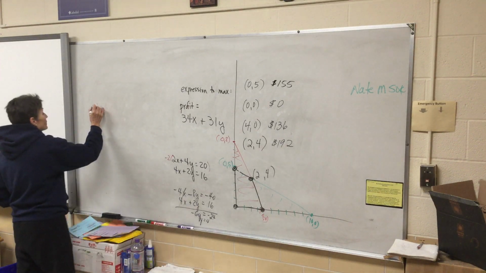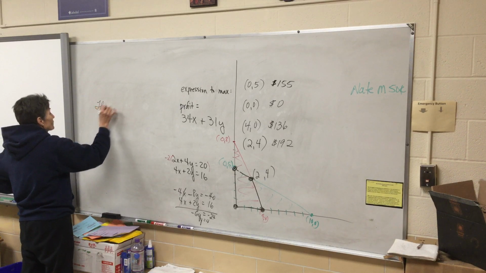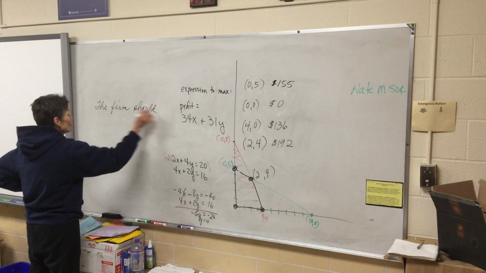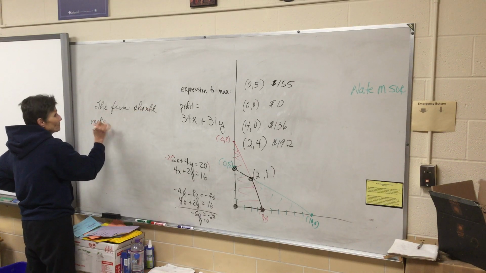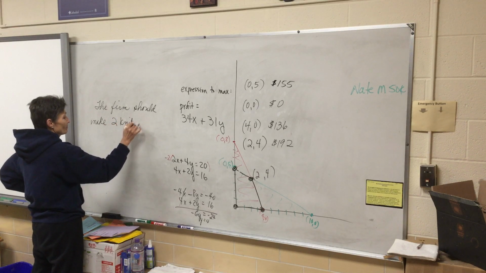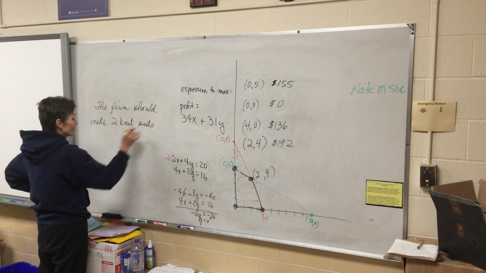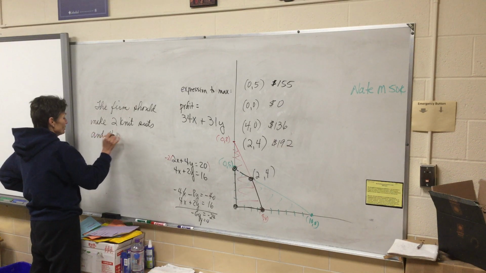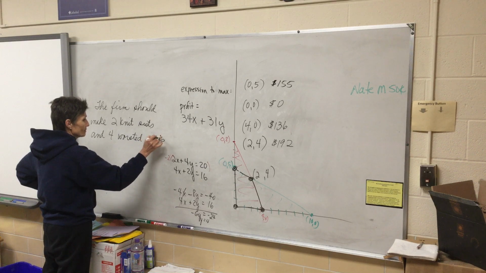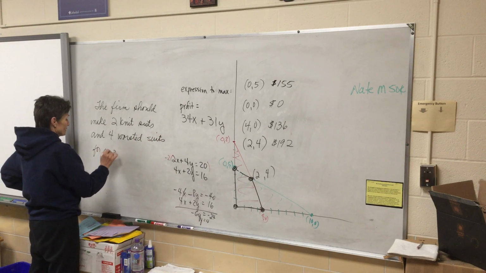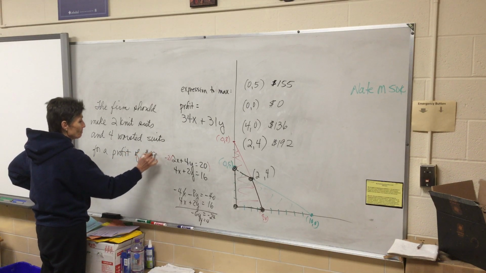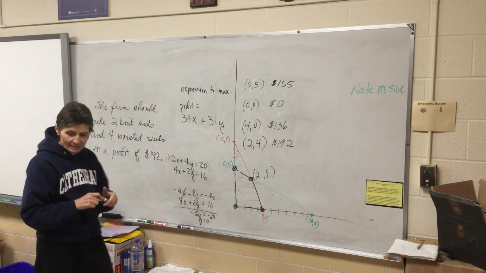Tailoring firm should make 2 knit suits and 4 worsted suits for the maximum profit of 192. Exactly. The firm should make 2 knit suits and 4 worsted suits for a profit of $192. Beautifully, beautifully done.